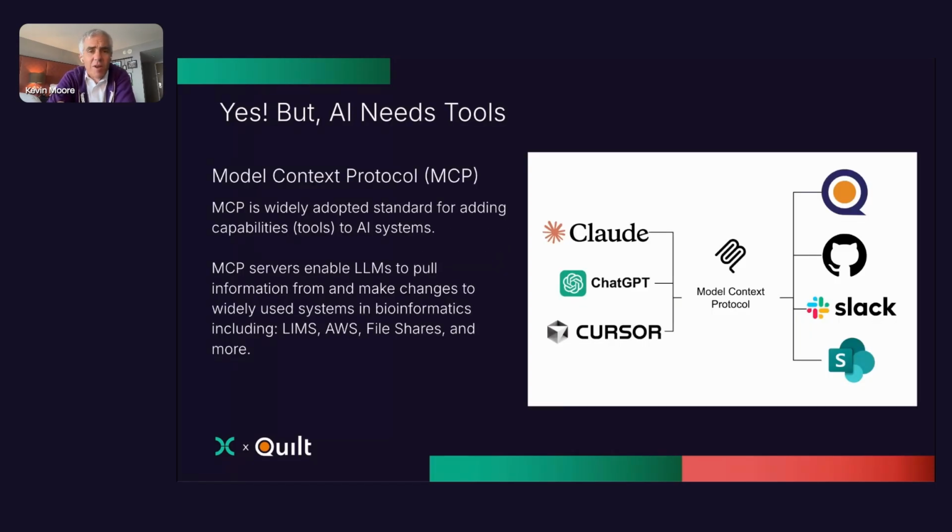But to make it work, your AI needs some tools. There's been incredible development over the last year in AI systems, and one of the most exciting is the adoption of what's called the Model Context Protocol. This is the standard for adding capabilities, or as they would call them, tools, to your AI systems. MCP servers enable large language models like Claude or ChatGPT or even Cursor to pull information from multiple sources and even to actually take actions on your behalf.